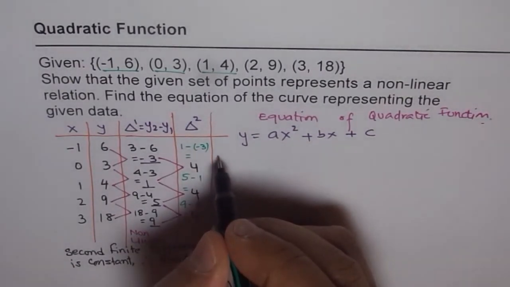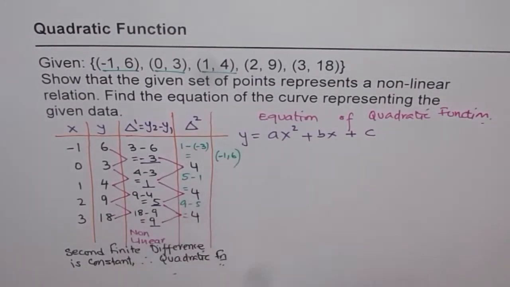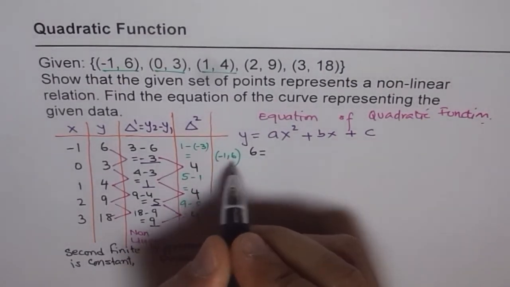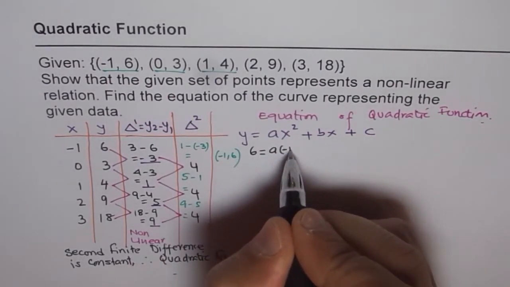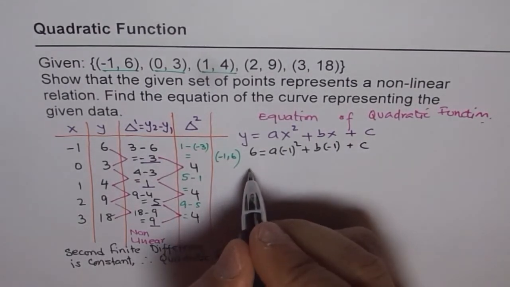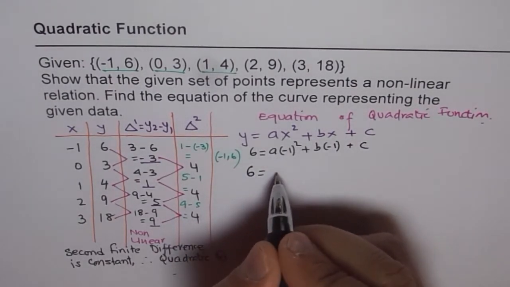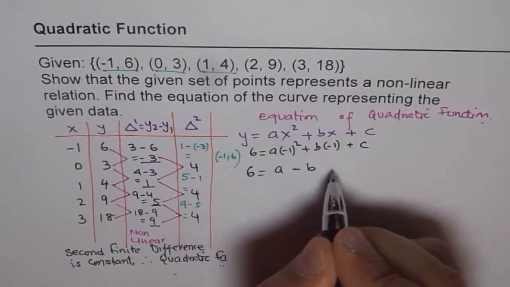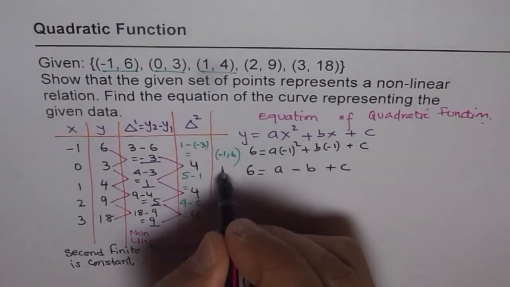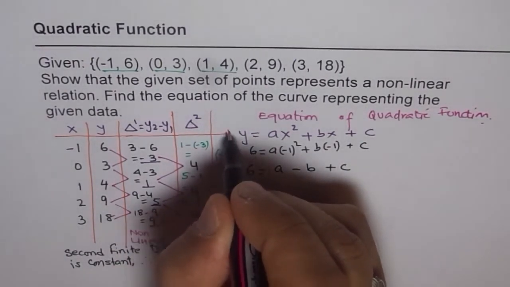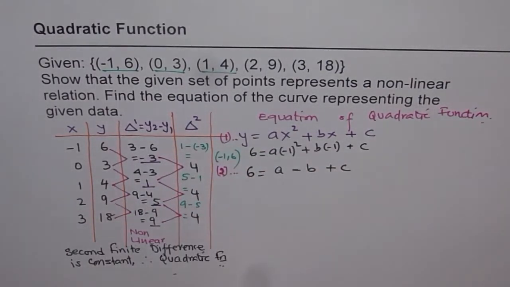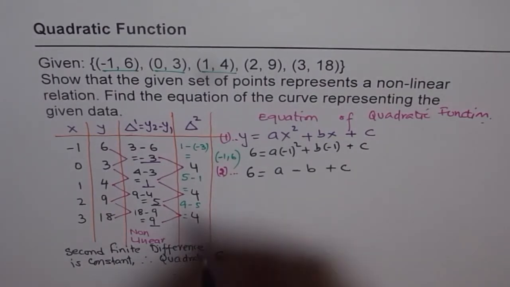So first one is minus 1 and 6. So when I say minus 1 and 6, that means 6 is my y value. So I write 6 equals to a times minus 1 square plus b times minus 1 plus c. And that gives us equation 6 equals to, minus 1 square is 1, so write a minus b plus c. Let me call this as our equation number 1. Let's use the second point, which is 0, 3, and I'll call this as equation 2.